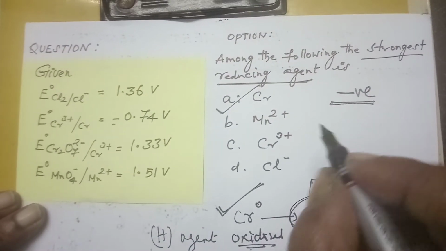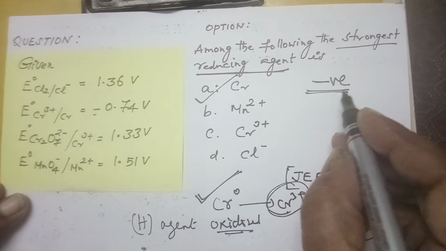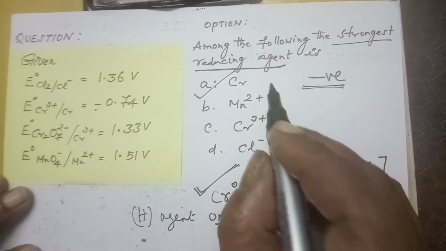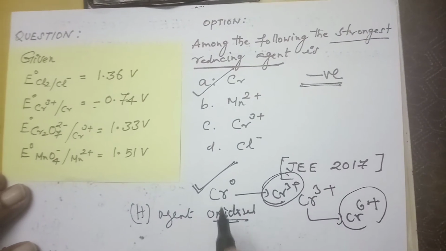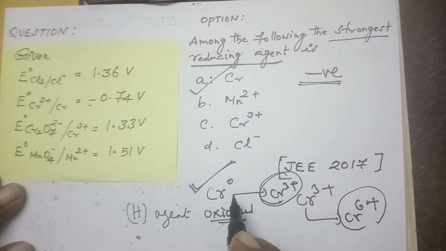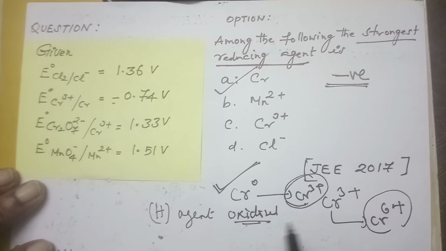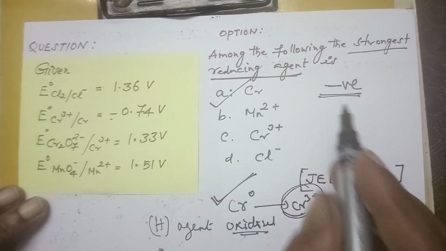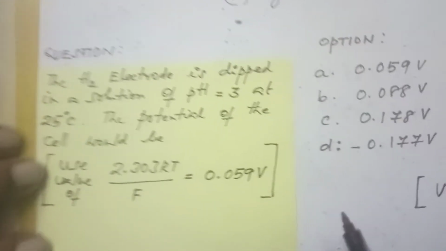With the knowledge of negative reduction potential, comparing chromium and chromium 3 plus ion, the metal is the best because the metal is getting easily oxidized from 0 to plus 3. So it is acting as the strongest reducing agent. With that I complete the question. Now let us see the next question.